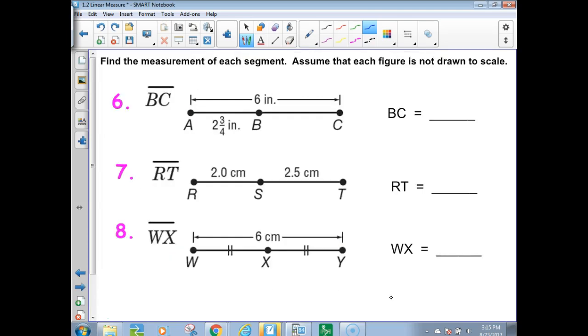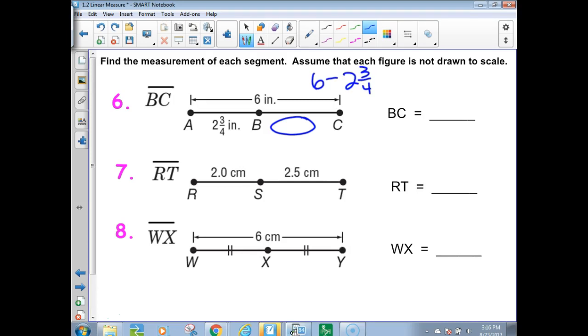Okay. And the measurement of each segment, and assume each figure is not drawn to scale. Okay, so this one's kind of icky in that we have a mixed number, but if we're going to find this piece right here, then we need to take 6 and subtract from it 2 3/4.